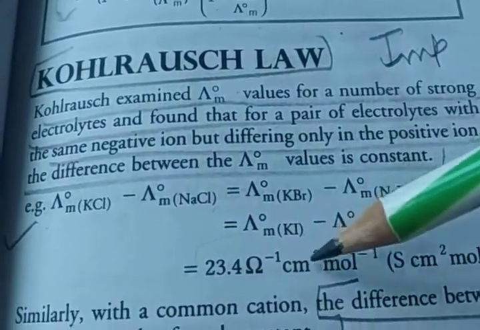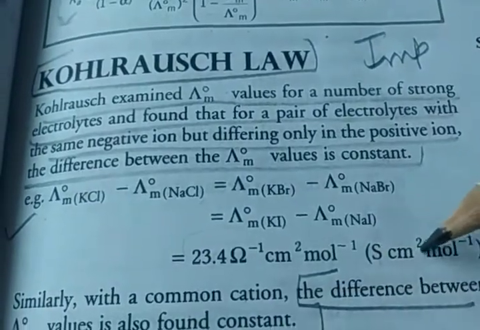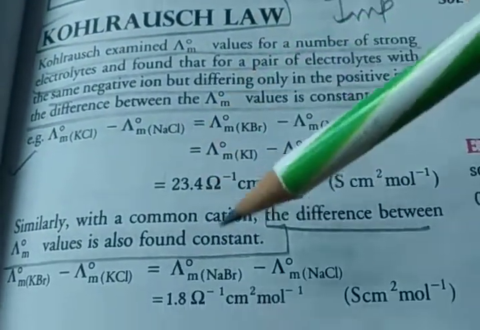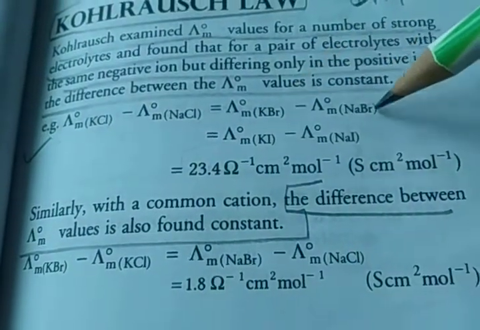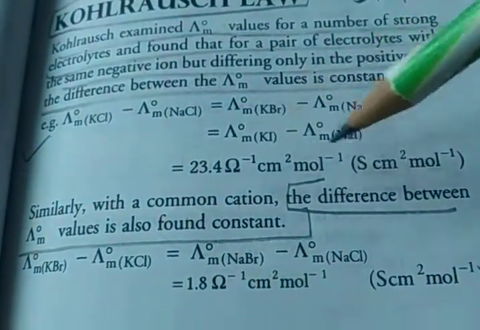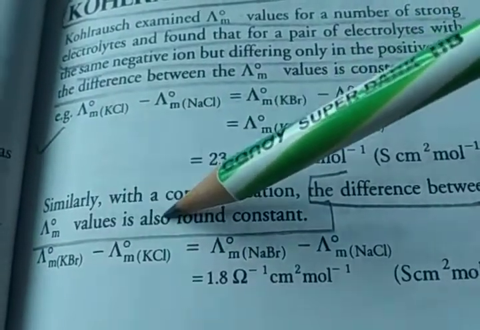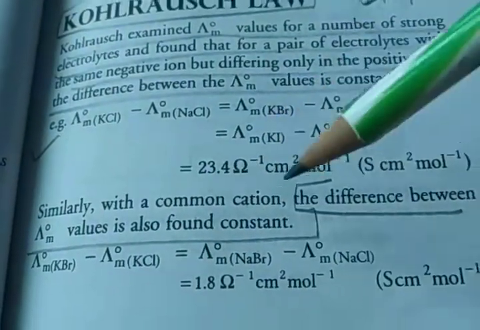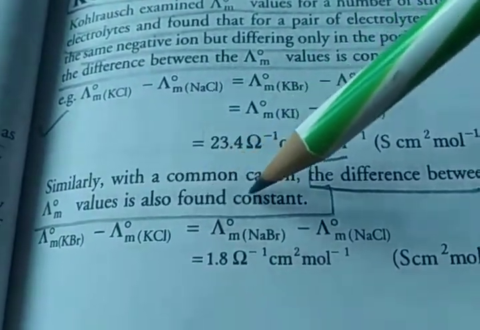23.4 ohm inverse centimeter square mole inverse, we have to find limiting molar conductivity. So with a common anion, the difference is only in the cation. So limiting molar conductivity we have to take for the cation. So the difference between the limiting molar conductivity values is also found constant.